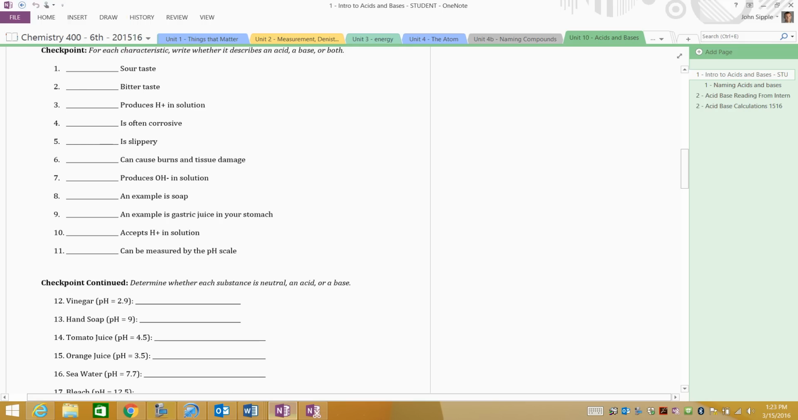Start us off here, Brennan. Acid. Kirkmeyer, number 2. Base. Anthony? Nope, not for 3. Produces H in solution. Oh, that's just acid. Just acids, yep. Acids. Slippery. Produces OHs, Miles. Nice. Example is salt, thanks. An example is your gastric juices. Acid. Yeah, you have hydrochloric acid in your belly.